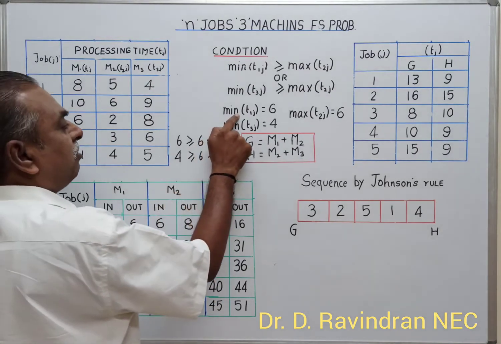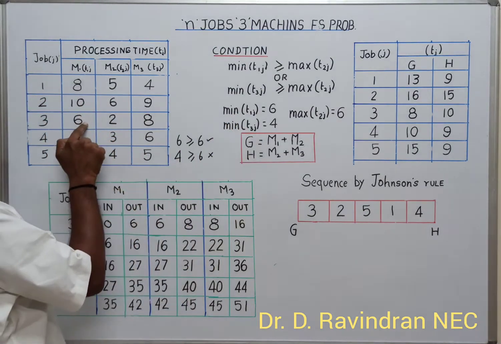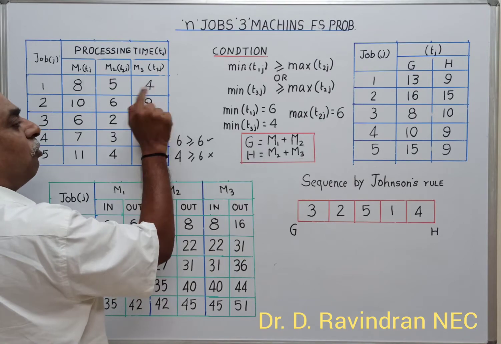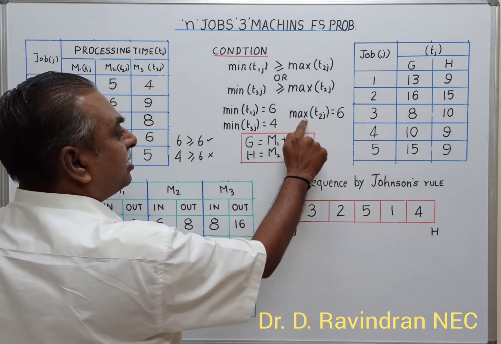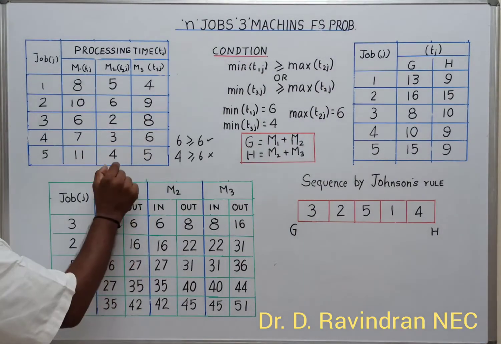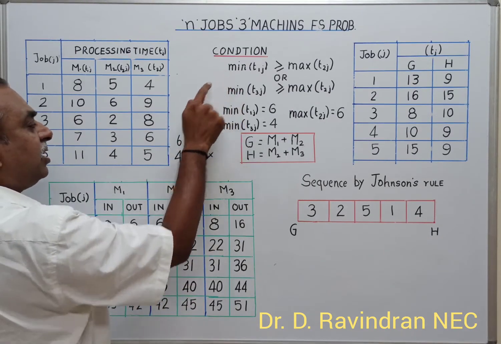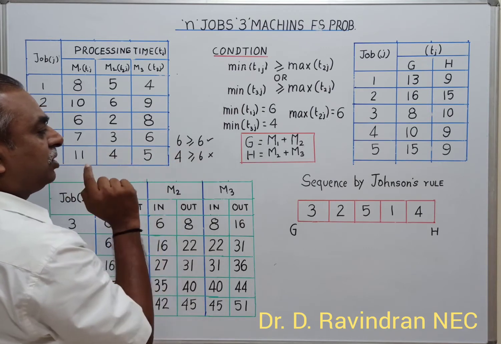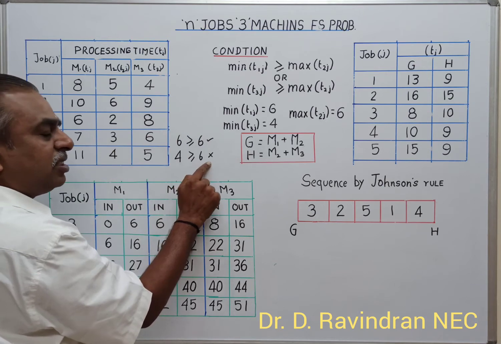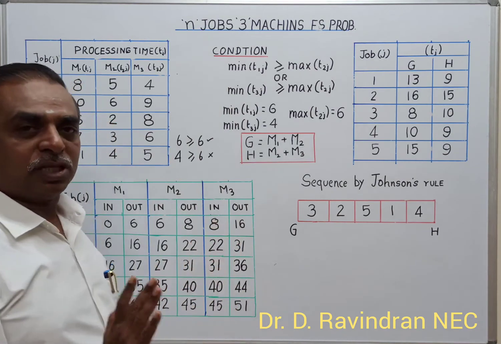Now, the minimum processing time of machine 1 is 6. Among these, 6 is the minimum. The minimum processing time of machine 3 is 4. The maximum processing time of machine 2, the middle machine, is 6. Now, as per these conditions, the first condition, 6 is greater than or equal to 6, is satisfied. 4 is greater than or equal to 6 is not satisfied. If any one condition is satisfied, then this problem can be solved.